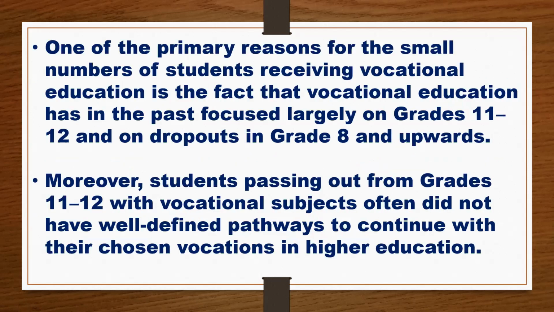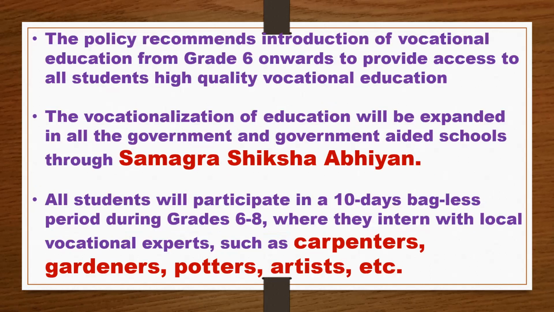One of the primary reasons for the small number of students receiving vocational education is the fact that vocational education has in the past focused largely on grades 11 and 12, and on dropouts in grade 8 and upward. Moreover, students passing out from grades 11 and 12 with vocational subjects often did not have well-defined pathways to continue with their chosen vocations in higher education. So, the policy recommends introduction of vocational education from grade 6.